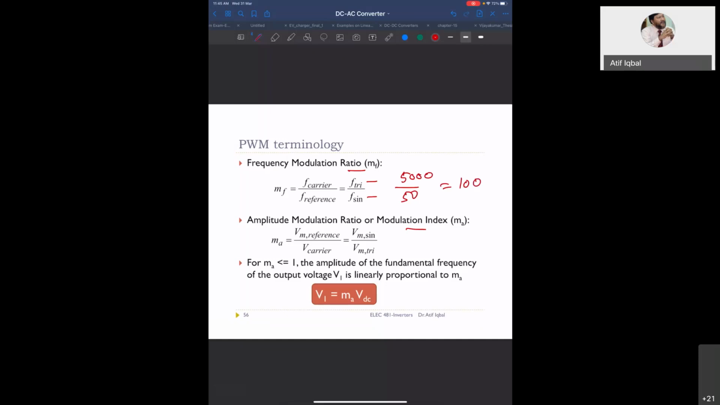This is defined as the modulation index, or amplitude modulation ratio. We define it as the sine wave over triangle wave. So this is sine over triangle. So if the sine is 0.9 and the triangle is 1, then it will be 0.9. If both are equal, you will have 1. So the maximum value of MA, or modulation index, is equal to 1. For MA less than or equal to 1, the amplitude of the fundamental frequency of the output voltage is linearly proportional to MA. So the fundamental output is given as modulation index times VDC.